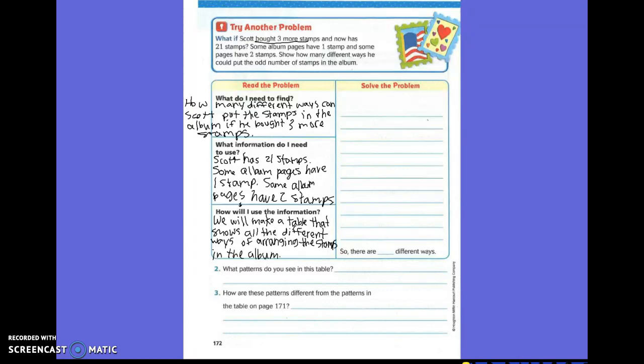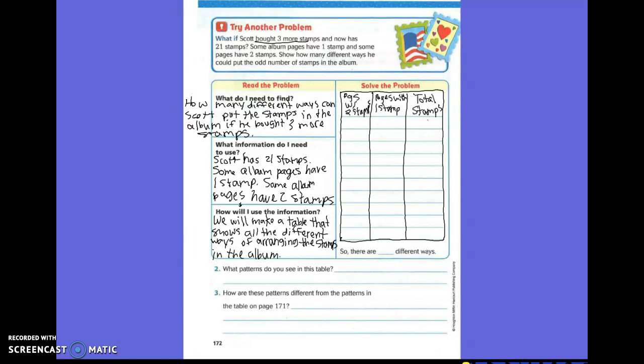We are going to make a table, so you need to listen about how to make it. First, we are going to make a big rectangle. Okay, we have now made a rectangle. Now you need to make 2 lines dividing that rectangle into thirds, into 3 columns. Now we are going to put the 3 top labels. The first column should be called pages with 2 stamps. The second column should be called pages with 1 stamp. The third column should be called total stamps. Okay, I had totals as 21 because our total is always going to be 21.